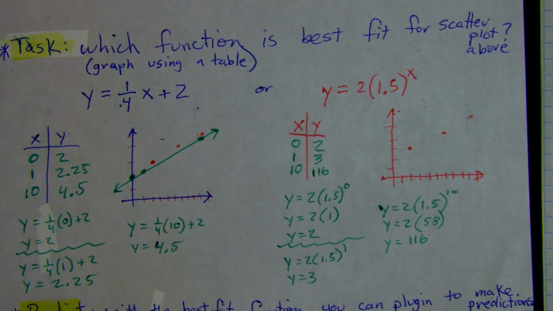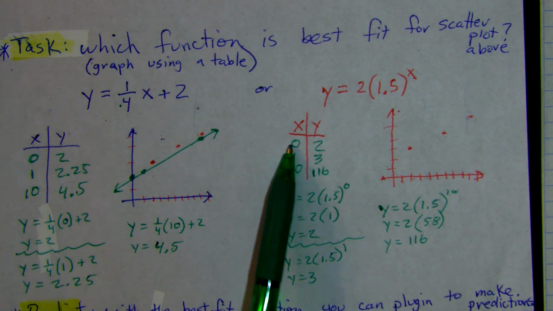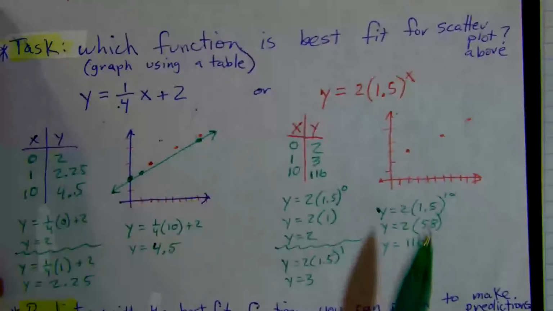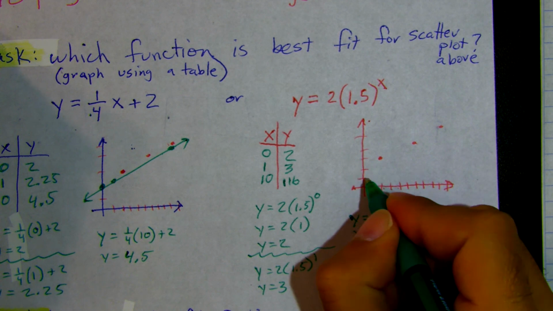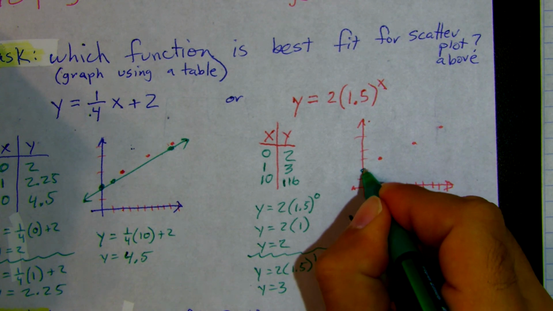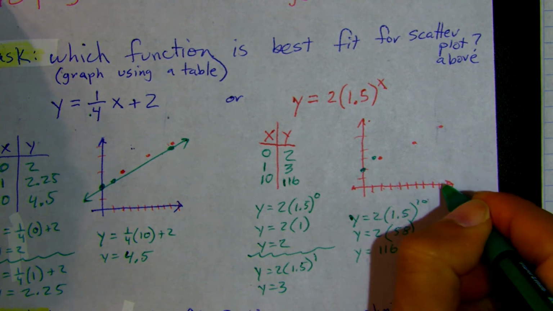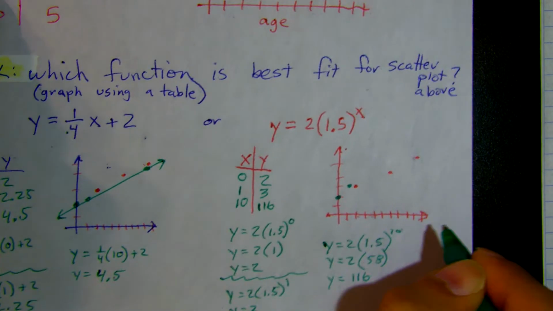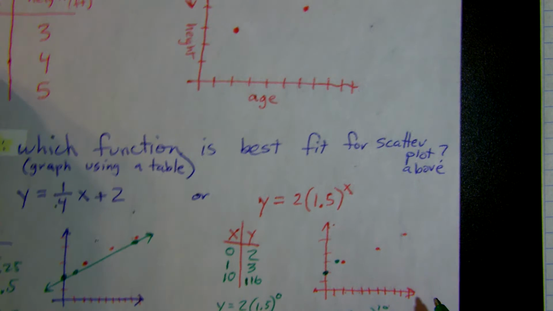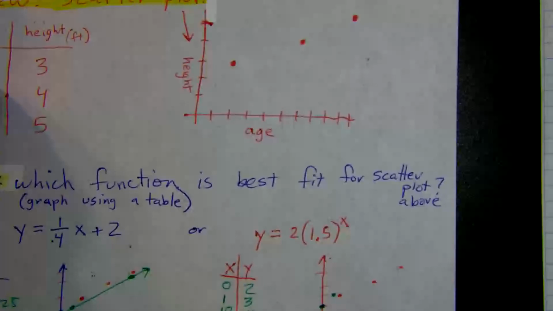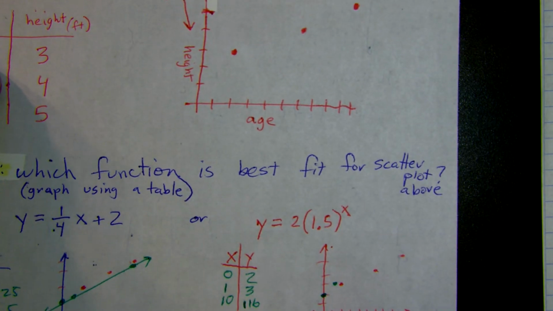So let's go ahead and start to plot these points now. 0, 2, 1, 3, 10, 116. So 0, 2, 1, 3, 10. Oh, man. I'm going to have to put a point way up here. And 116 is going to be like way up here. But this is what I'm going to do instead. Instead of putting that point up there, I'm just going to note that, yeah, this function goes up quick.